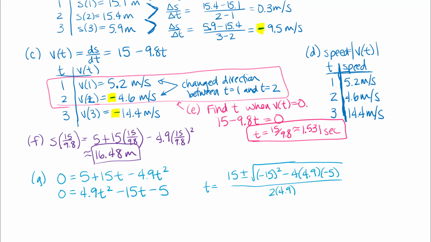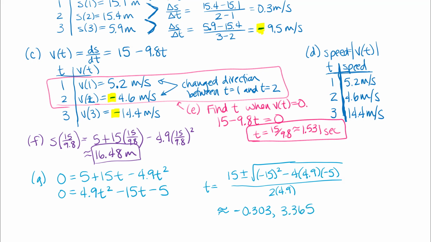I'm going to go ahead and get some approximate answers here. So when I do the 15 minus this whole square root, and the whole thing over 9.8, I'll get about -0.303. And then when I do the plus, I will get about 3.365.